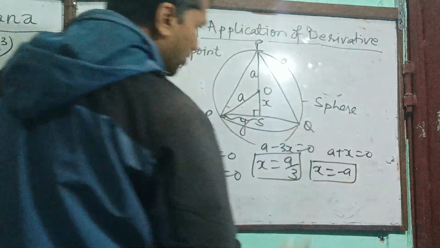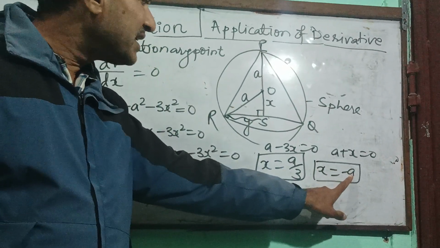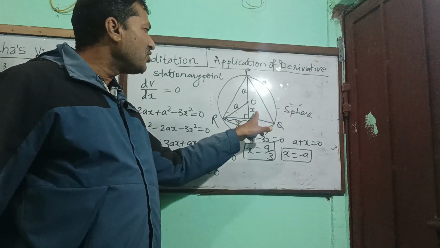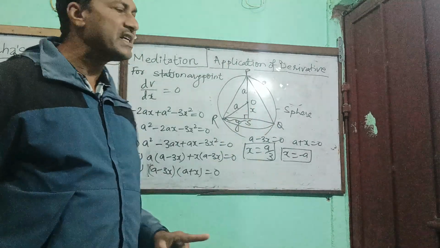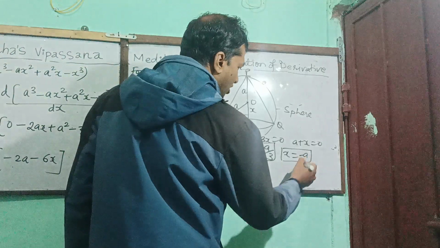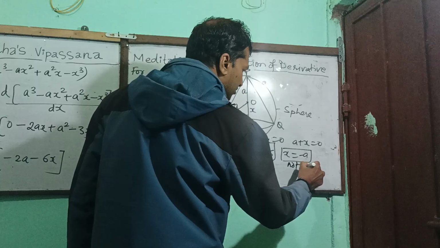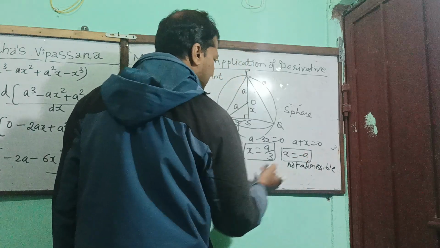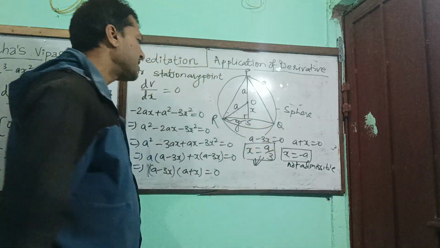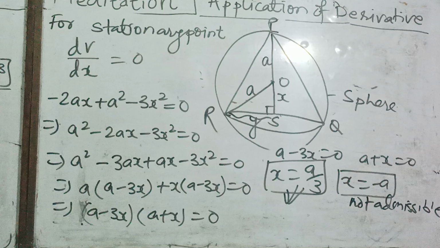So let us do this one. x and a are equal, but over here is negative sign. So the value of x cannot be negative. Radius is not negative. So this one is not admissible. So this one is rejected. Now the value of x is equal to a by 3. Now the value of x is equal to a by 3. So I am writing again over here this side.